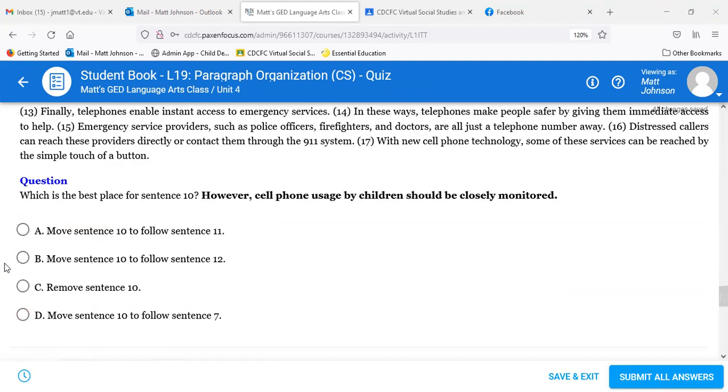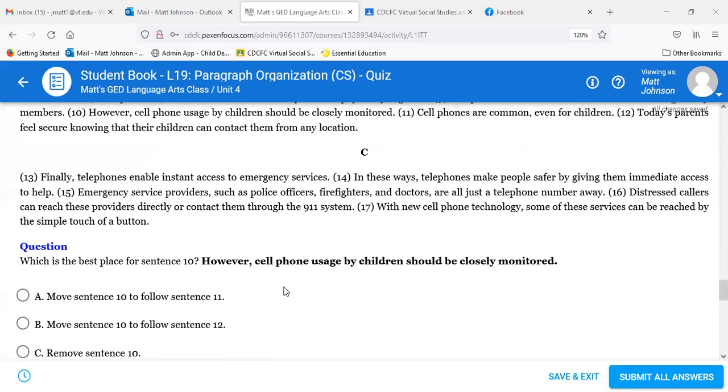4, let's go back to Grace. Okay. Which is the best place for sentence 10? However, cell phone usage by children should be closely monitored. A. Move sentence 10 to follow sentence 11. B. Move sentence 10 to follow sentence 12. C. Remove sentence 10. And D. Move sentence 10 to follow sentence 7.